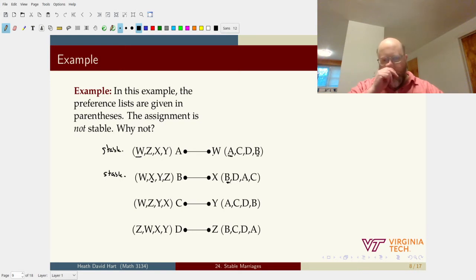But look what happens here. C is currently matched to Y, who is C's third choice, and C would prefer to be with Z. And let's look at what happened here. Z is matched with D, but D was Z's third choice. Z would rather be with C.